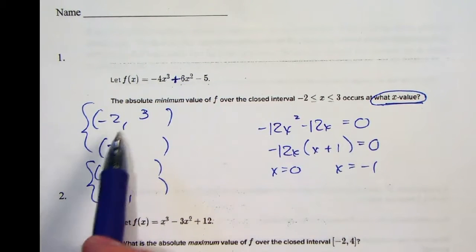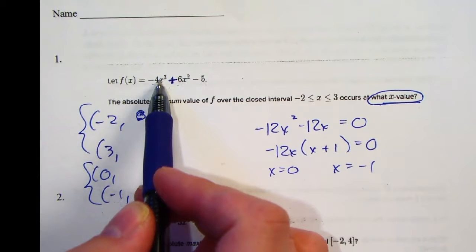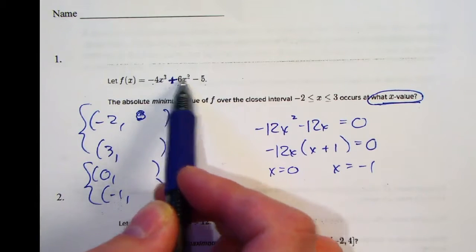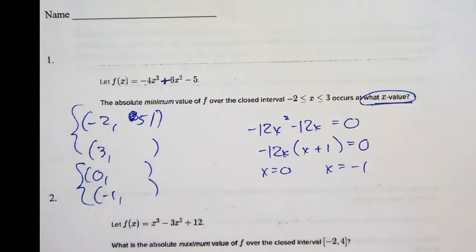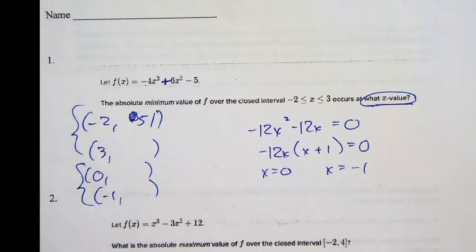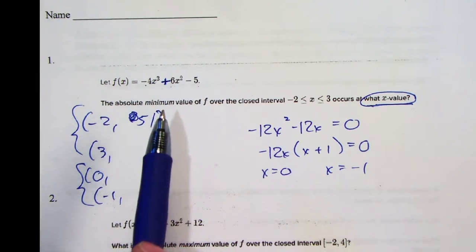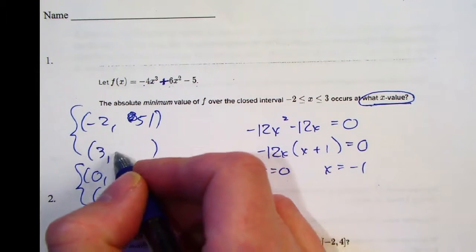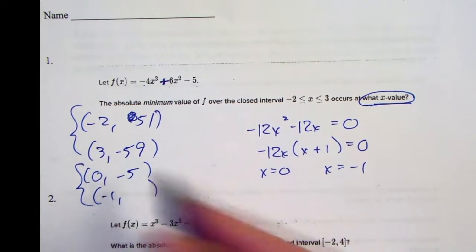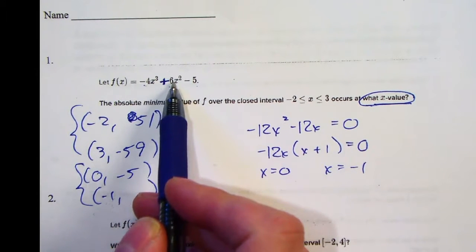So if I plug in -2, I'm going to get 32 plus 24 is 56, minus 5, so this will be 51. If I plug in 3, I'm going to get -4 times 27, plus 6 times 9, minus 5, so I get -59. If I plug in 0, I get -5. If I plug in -1, it's going to be 4 plus 6 is 10.